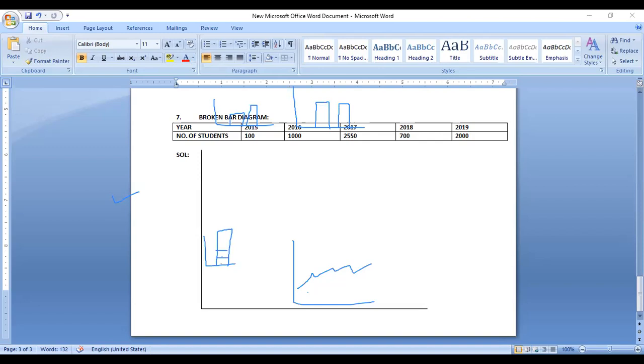All will be made equal to 100 in percentage bar diagrams. Now coming to multiple bar diagrams. Multiple bar diagrams will be like this.